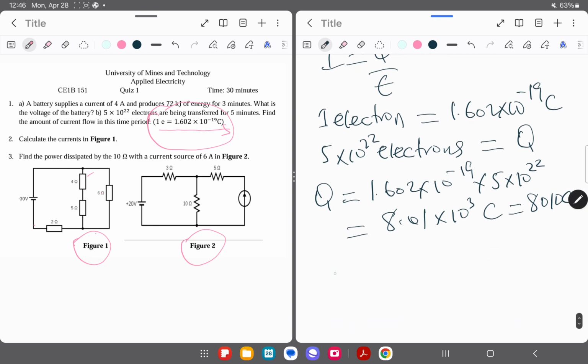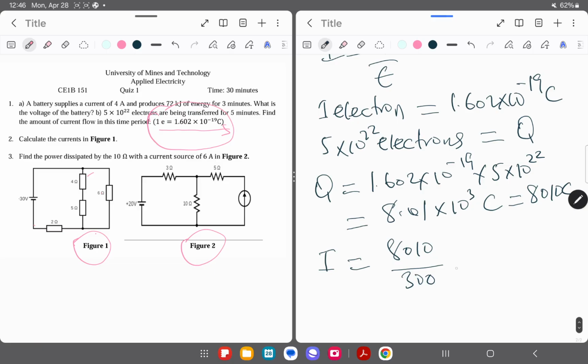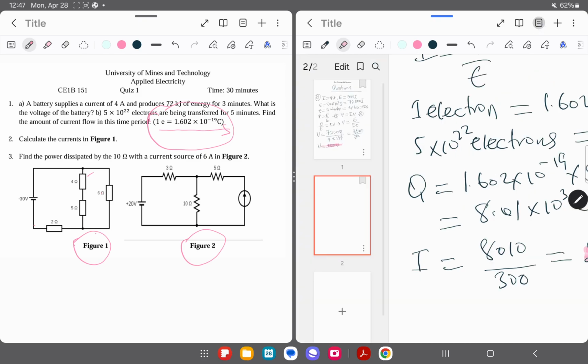Now I can find the current, which is going to be the charge, 8010 coulombs, over the time, which, you can see, T here is 300. So when you divide this, you are going to get 26.7 amps. So we get this to be the current. So that is for question 1B. Let's go to question 2.